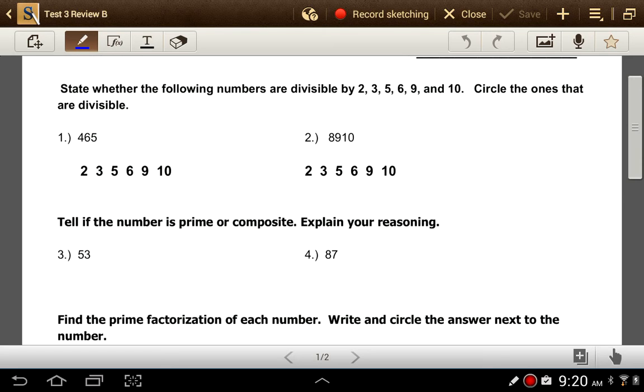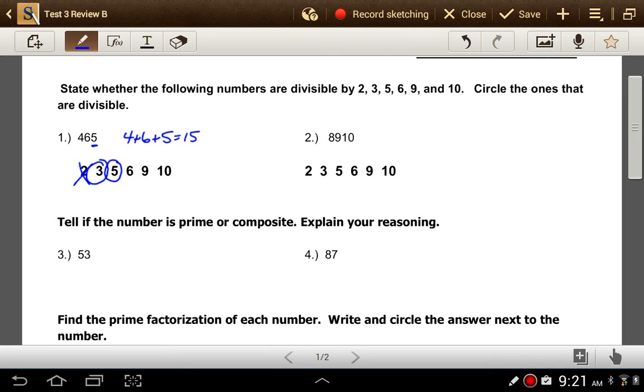Okay, hopefully you've done these problems, so I'm just going to go through these. 2 is if it's even. 5 is not an even number, so I'm going to cross off 2. 3, remember that's a sum of the digits, so I add them up and I get 15. Since 3 goes into 15, 465 is divisible by 3. 5, I look at the last digit, that is 5. Since 5 goes into 5, that is divisible by 5.